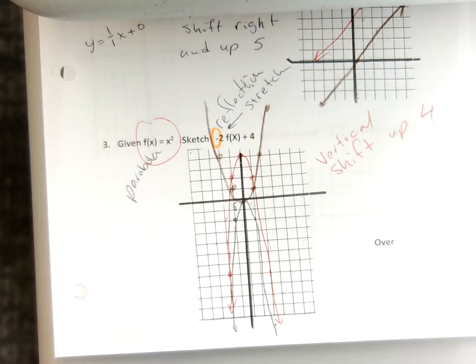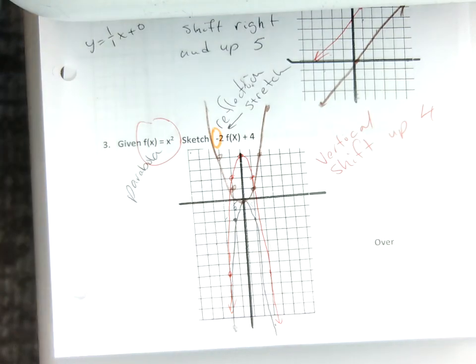Wait, what did it look like? So I did 3 things, didn't I? Let's go through it again. I want you to see this. I did 3 things. Here's my f of x.